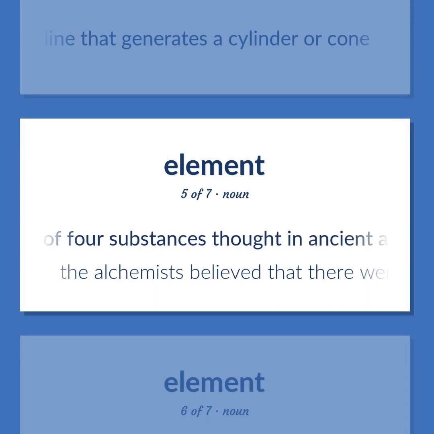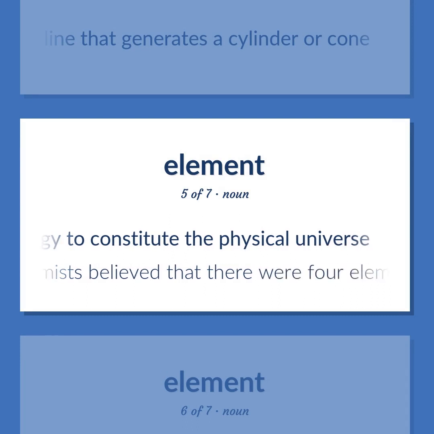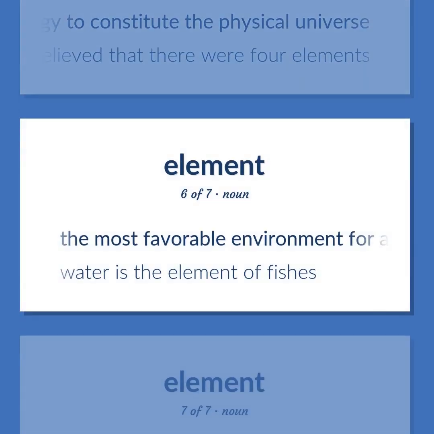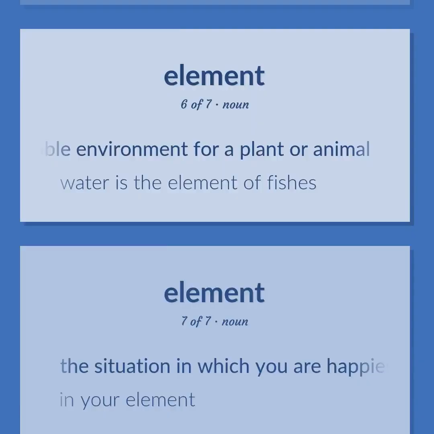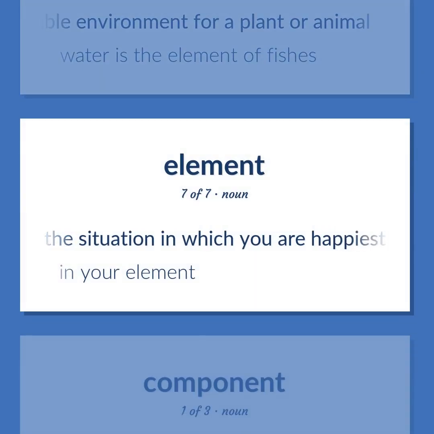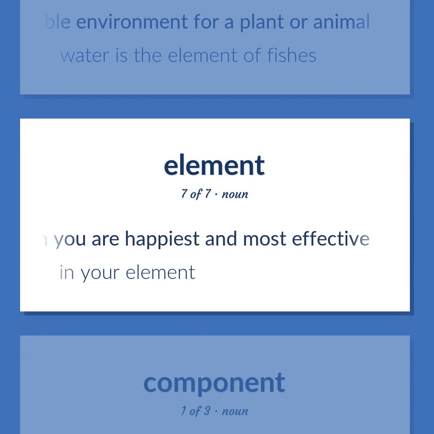One of four substances thought in ancient and medieval cosmology to constitute the physical universe. The alchemists believed that there were four elements. The most favorable environment for a plant or animal. Water is the element of fishes. The situation in which you are happiest and most effective. In your element.